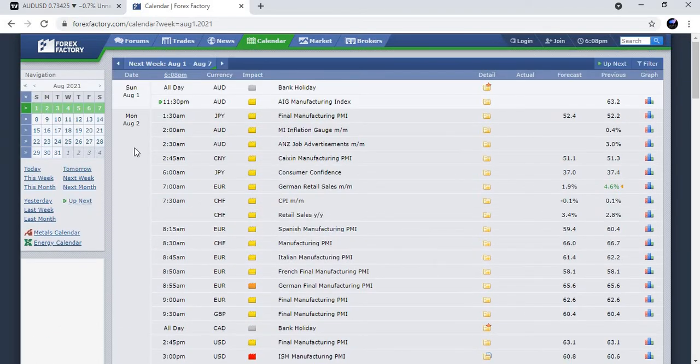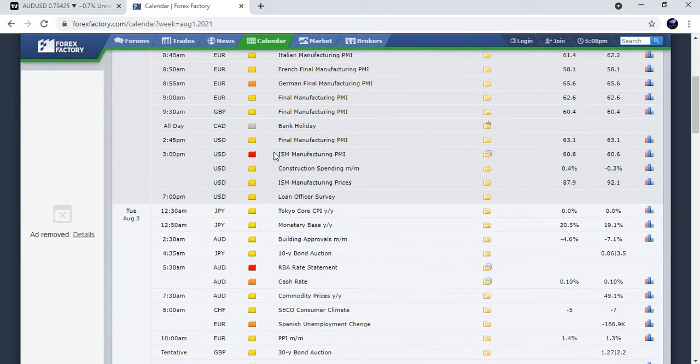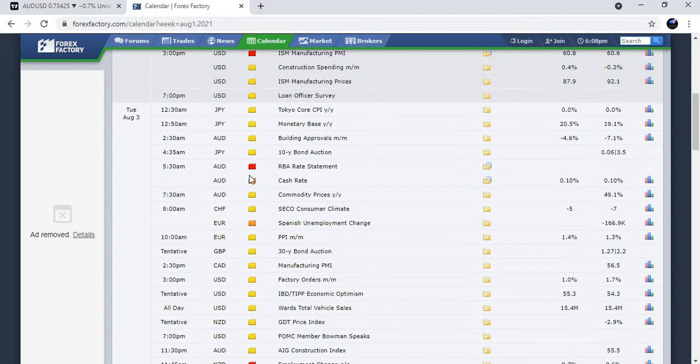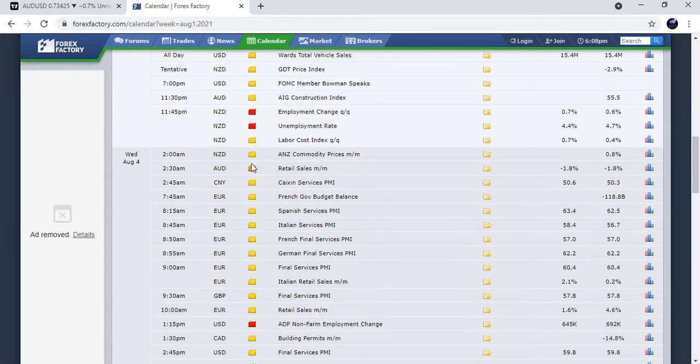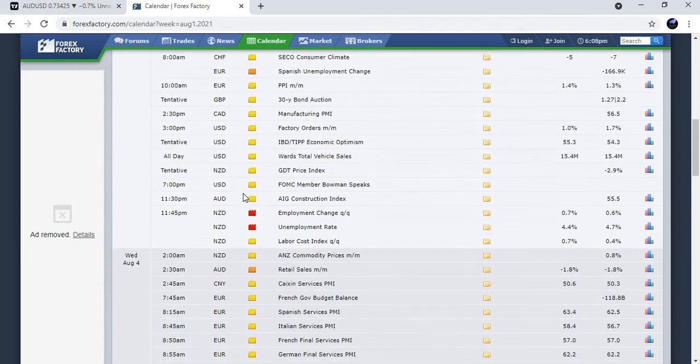So for this week, starting from Monday, August 2nd, we will need to avoid trading US dollars by 3 p.m. or 2 p.m. London time. You need to avoid trading Australian dollar by 5 a.m. or 4:30 a.m. London time. You need to avoid trading the New Zealand dollar by 11:45 p.m. or 10:45 p.m.